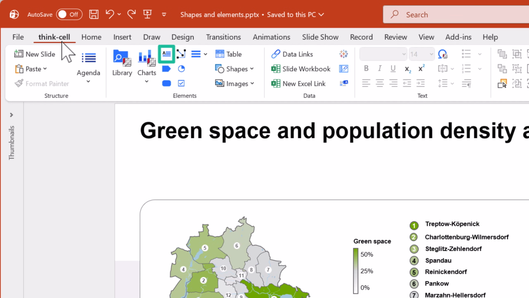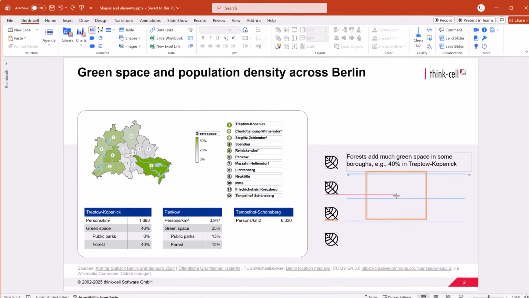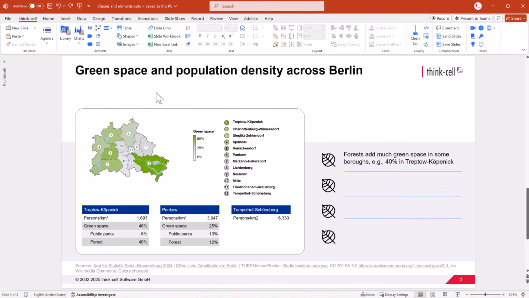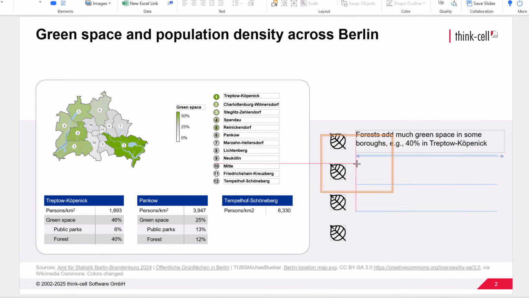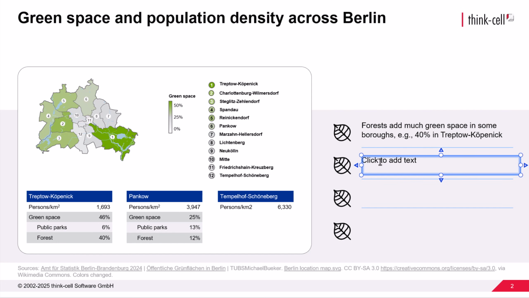On the thinkcell tab, in the Elements group, select Text Box. To insert the text box with the default size, just click. To create a custom size, click and drag. When you add an element, red lines appear to help you align the element to other objects.